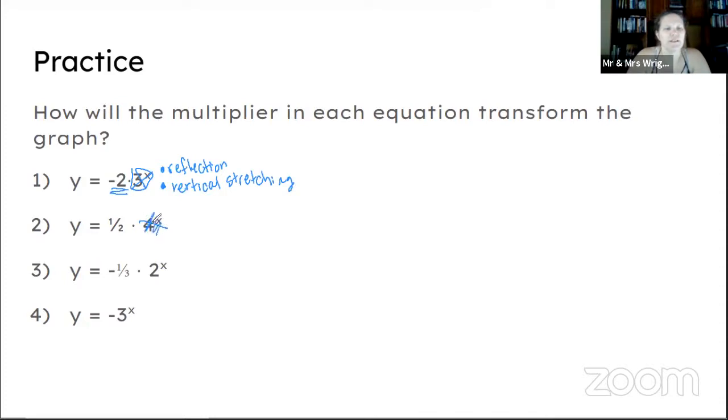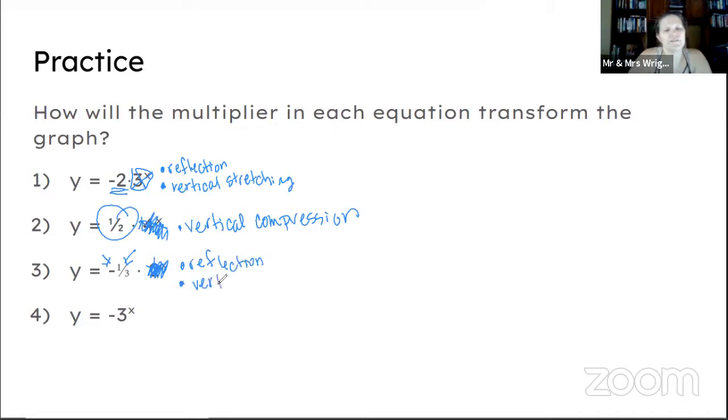All right, again, we're not concerned with this at all. We're just looking at this. There's no negative, so there's no reflection, and it's a fraction. So this is a vertical compression or squishing. All right, not interested with this, doesn't matter to us. This has 2 aspects. It has the negative and it has the fraction. So the negative means we're going to have the reflection, and the fraction means we're going to have a vertical compression.